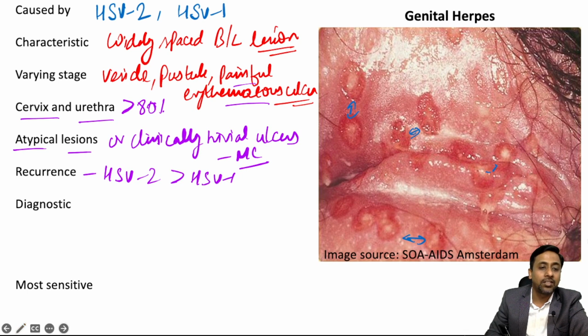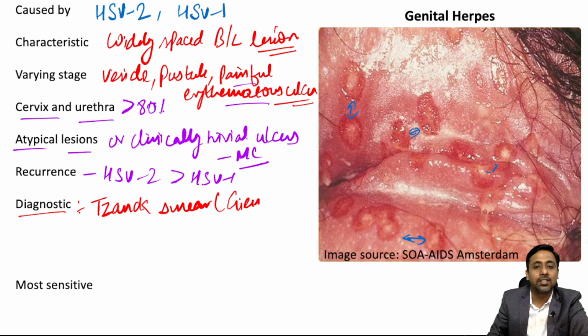And the diagnostic, what is the diagnostic of genital herpes? We may do HSV2 antibody, but then again it is not diagnostic because it may be positive even without infection. It may be positive because of previous infection. So the diagnostic, the best one is to do Tzanck smear. Okay, and Tzanck smear is done by Giemsa stain. Okay, and what we will see in Tzanck smear, we will see Tzanck cells.